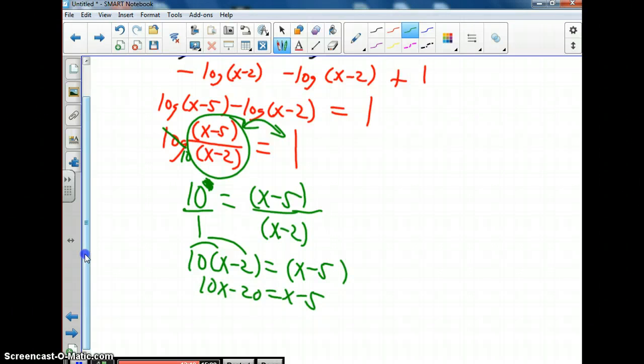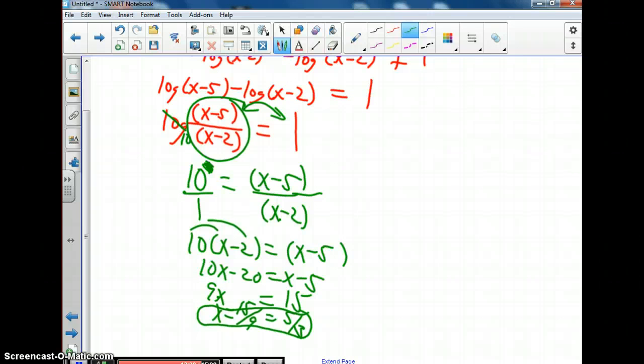And then we're going to subtract the x over, 9x. Add the 20 over, 15. Divide by 9, and x will equal what? 15 ninths, which is equal to what? 5 thirds. Should be the answer. 5 thirds.